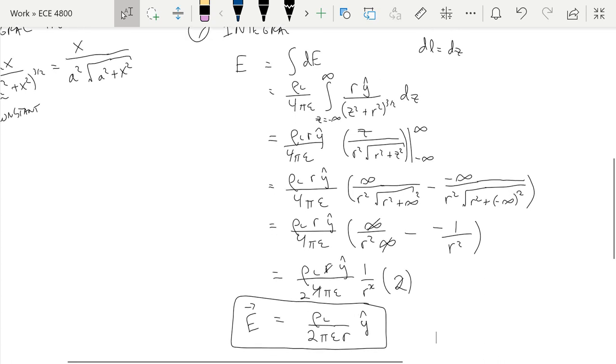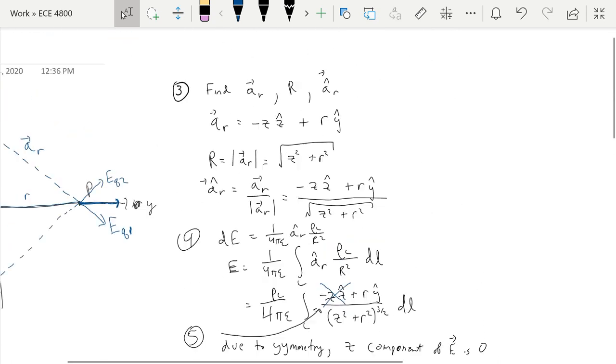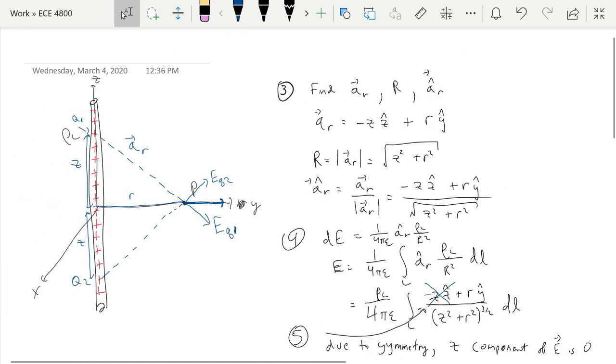All right. So you could see that there were a lot of steps to this problem. And we're going to show you another way to do this problem later, where you use Gauss's law and it simplifies a little bit.